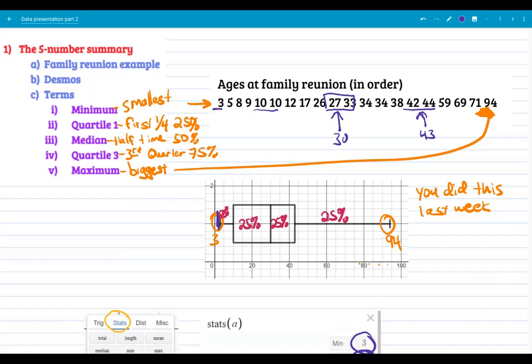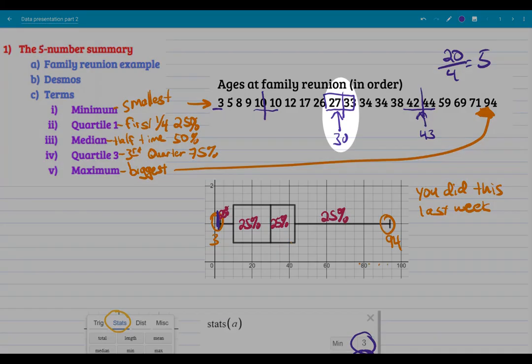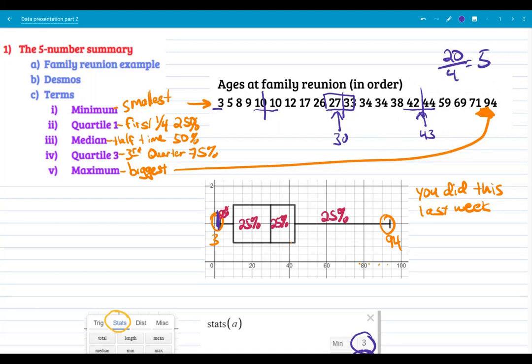All right. If I'm breaking this family into 4 groups, 25% each, there's 20 people divided by 4. There should be 5 in each group. So I go 1, 2, 3, 4, 5. 1, 2, 3, 4, 5. 1, 2, 3, 4, 5. So now there's 5 people in each group. And I can see the 30, I'll point to it. This 30 is the average of these two. This 43 is the average of those two. If you have any questions, replay the video because that is the key to the 5-number summary.